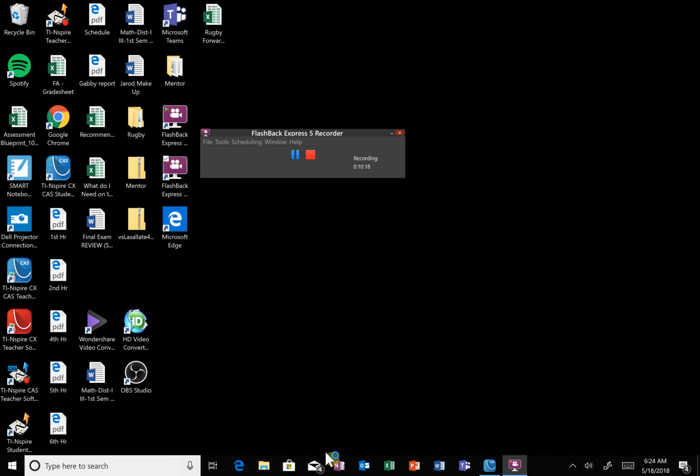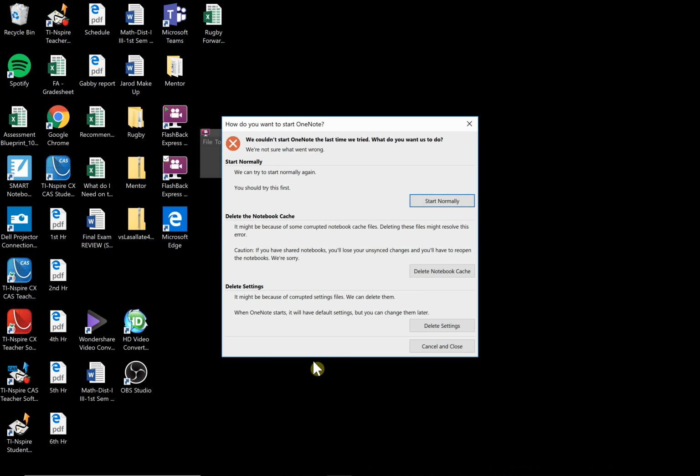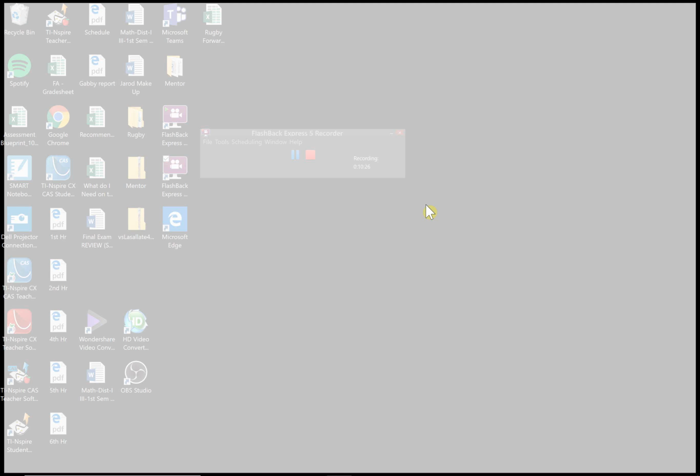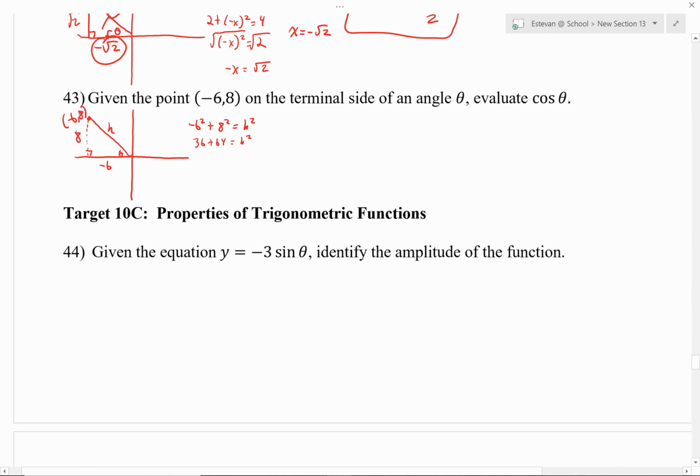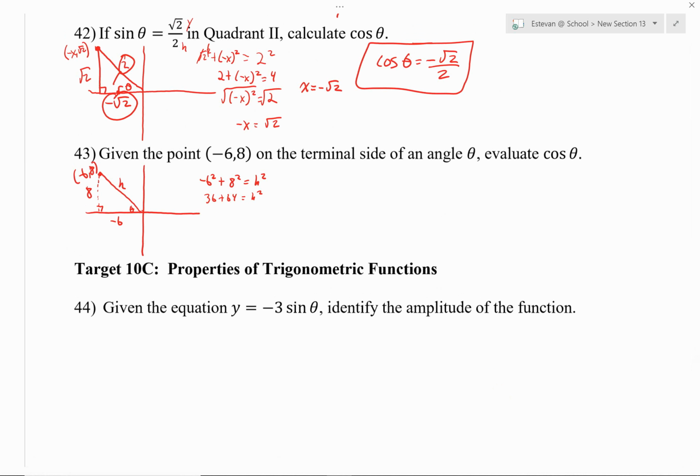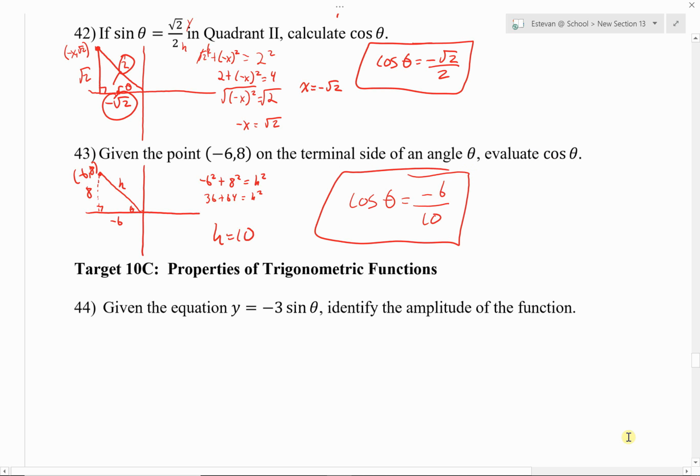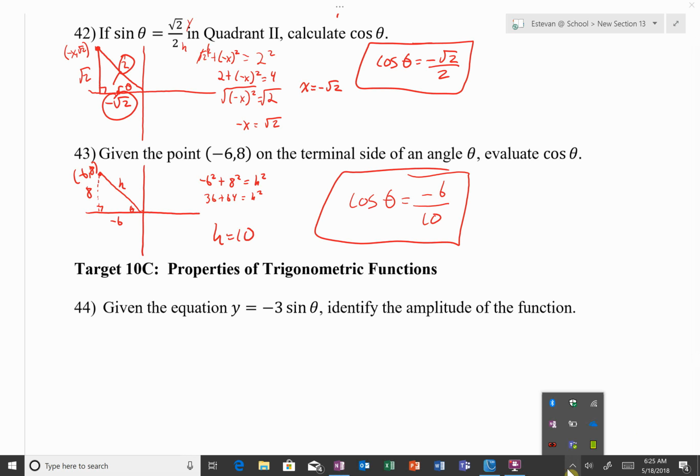Wait, did that just happen again? Oh wow. We couldn't start last time. What do I want to do? Let's just go with start normally, for once. Okay, I'm going to just do this one quick. H equals 10, so that means cosine of theta is equal to negative 6 over 10. Maybe if I change the settings.